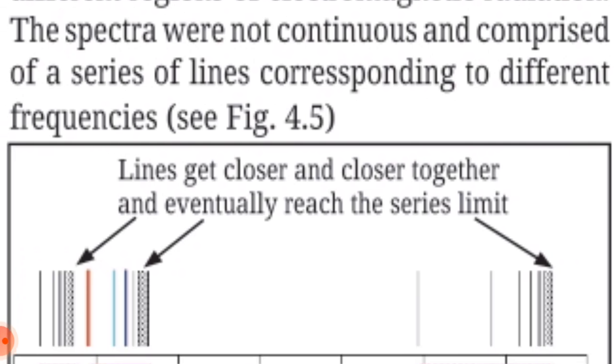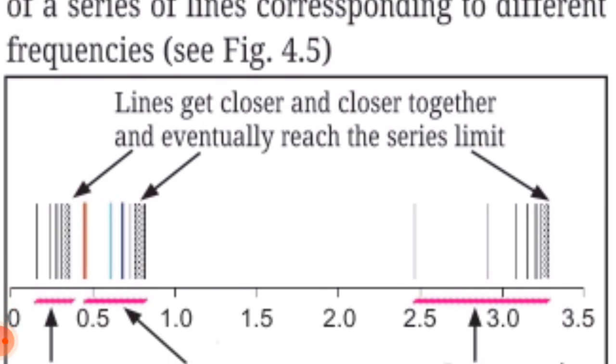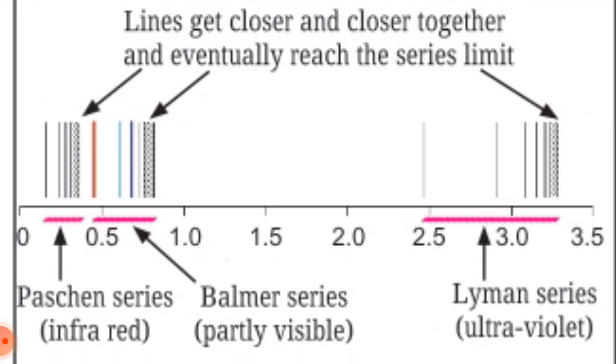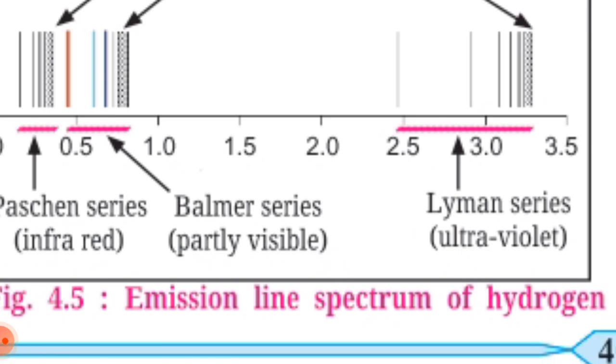The spectra were not continuous and comprised a series of lines corresponding to different frequencies. See figure 4.5. Lines get closer and closer together and eventually reach the series limits. These are the Paschen series in the infrared, Balmer series partly visible, and Lyman series in the ultraviolet. Figure 4.5: Emission line spectrum of hydrogen.